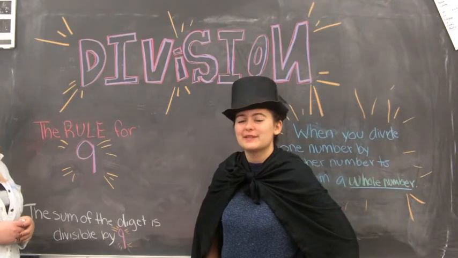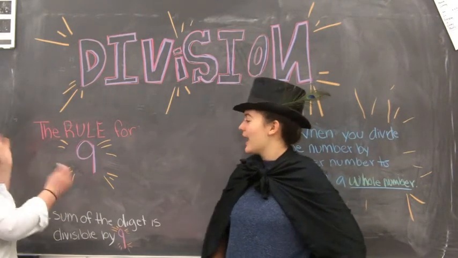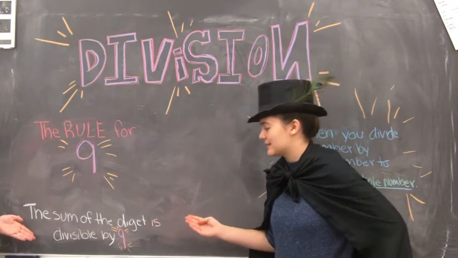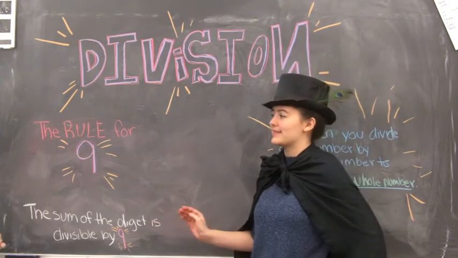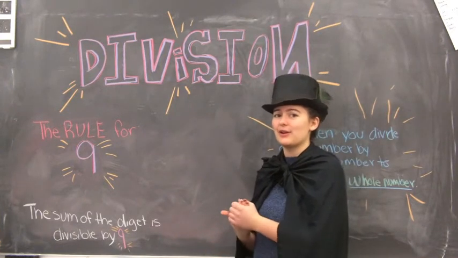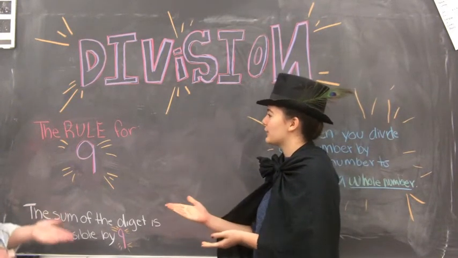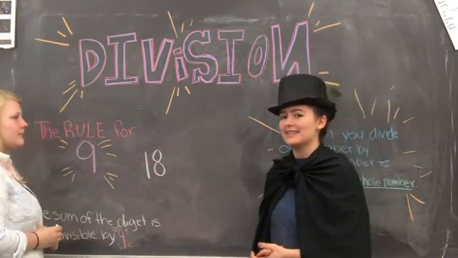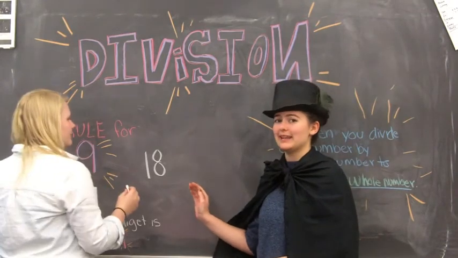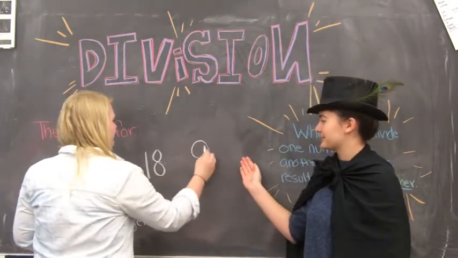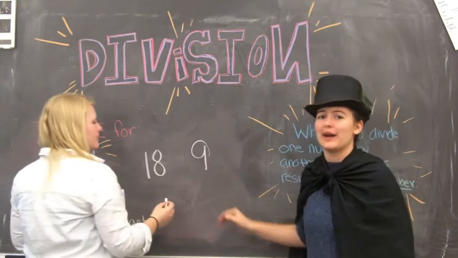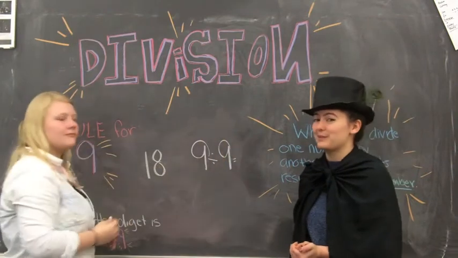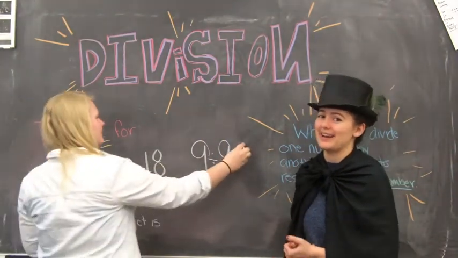Now we'll move on to the divisibility rule for the number 9. A number is divisible by 9 when the sum of its digits is divisible by 9. That simply means when we add the numbers together, they'll be divisible by 9. A good example of that is the number 18. When we add the digits 1 and 8 from 18, we get the number 9. And 9 is divisible by 9. Which means that 18 is divisible by 9.